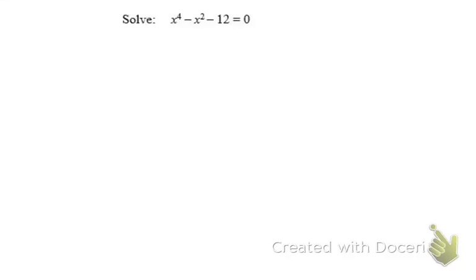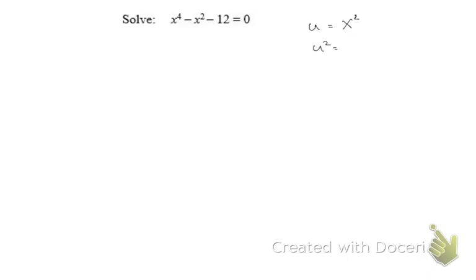Here we're asked to solve an equation that has an x raised to the power of 4. And at first glance, that kind of worries me because we haven't learned anything for how to solve something that has an exponent of 4 on it directly. However, when you look closely at this, because there's an x to the fourth, an x squared, and a constant term, you can make a substitution of u is equal to x squared.